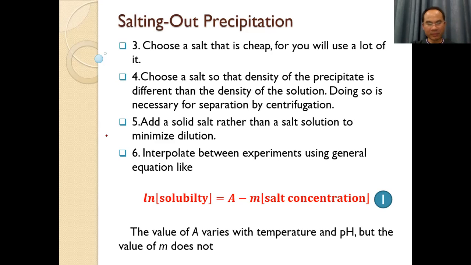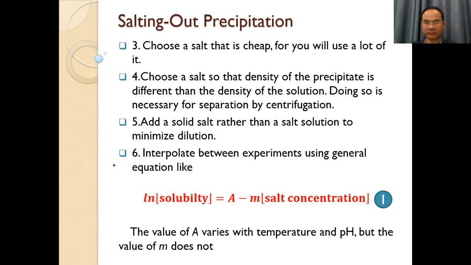We can interpolate between experiments using a general equation: log solubility is equal to a constant A minus a constant M multiplied by the salt concentration. A varies with temperature and pH, but the value M does not vary with temperature and pH. This is the general formula expressing the relationship between the solubility and the concentration of the salt. So we can obtain this from the experiment. If you vary the salt concentration and measure the solubility, you can calculate the A value and M value.